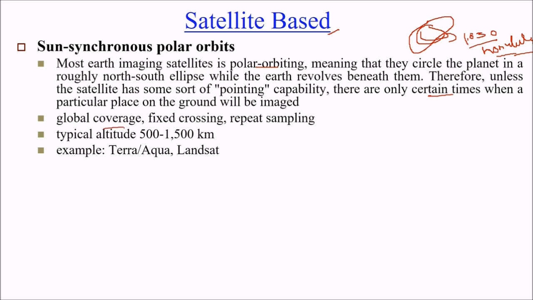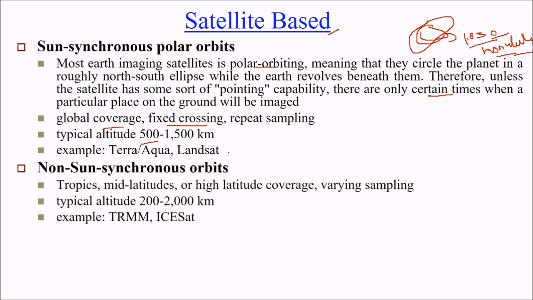So it has a global coverage. It has a fixed crossing time, this 10:30, and it has repeat sampling, meaning the revisit is also good. And the typical altitude, as I said, is 500 to 1500 kilometers. For example, you have Terra, Aqua, Landsat, Spot. There are so many to name. We'll be covering that in a later session.